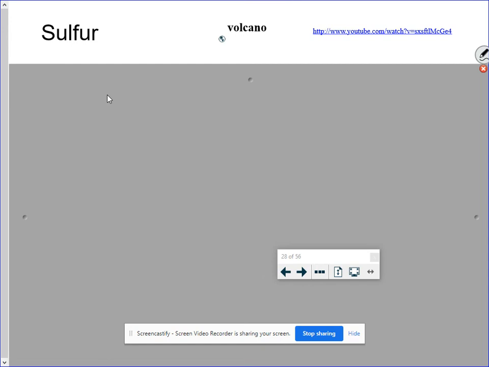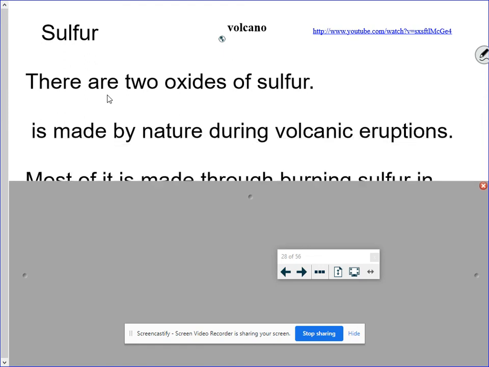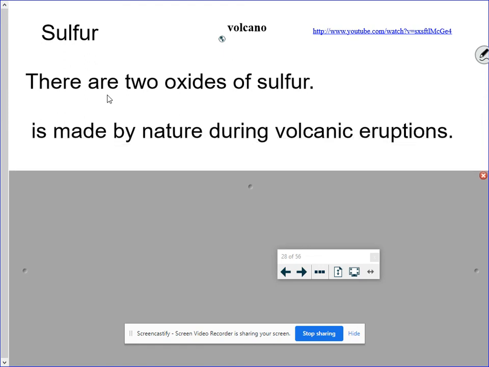Sulfur comes from nature, and sulfur comes from volcanic eruptions. So sulfur is trapped in the crust, and if it gets heated up, it comes out. And the two oxides of sulfur are sulfur dioxide and sulfur trioxide. And they are bad for our lungs, but when they react with water, they create a very potent acid rain, sulfuric acid or sulfurous acid.